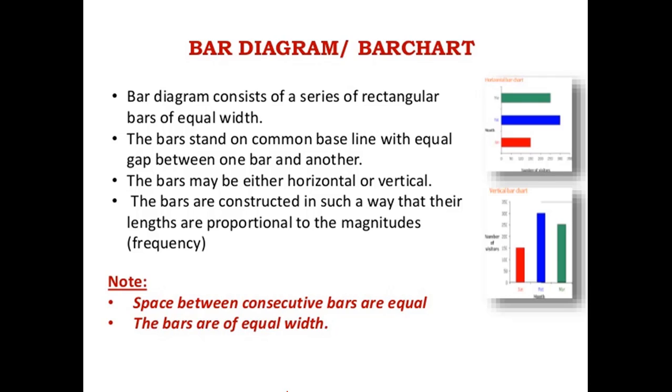Okay, now let us talk about the one-dimensional diagram, that is bar diagrams. Bar diagrams consist of a series of rectangular bars of equal width. The bars stand on a common baseline with an equal gap between one bar and another. The bars may be either horizontal or vertical. The bars are constructed in such a way that their lengths are proportional to the magnitudes, that is, the frequency. Space between consecutive bars is equal and the bars are of equal width. These instructions need to be noted.